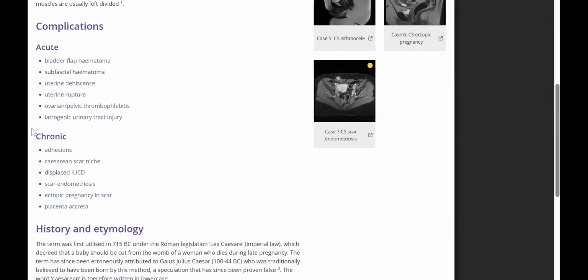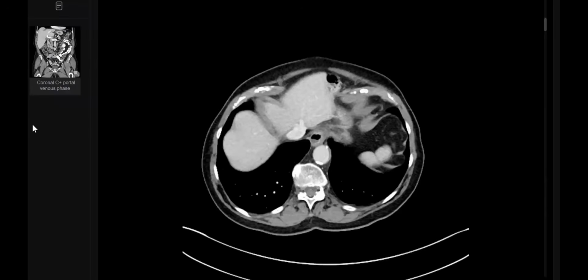Gossypiboma, ovarian vein thrombosis. Okay. So we have acute complications and chronic complications. Usually the acute is more important in the exam setting and also in practice: bladder flap hematoma or infected, uterine dehiscence or rupture, iatrogenic rupture of the urinary bladder. We covered, I think, a similar case in the last session, and venous thrombosis, especially ovarian vein. Very good, my friend. Let's see the next case.